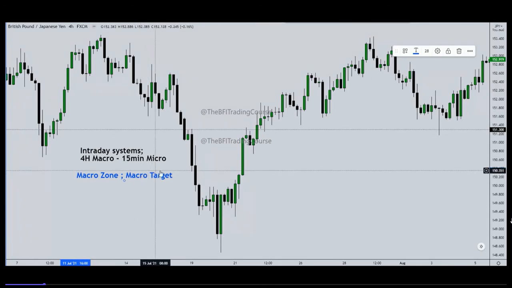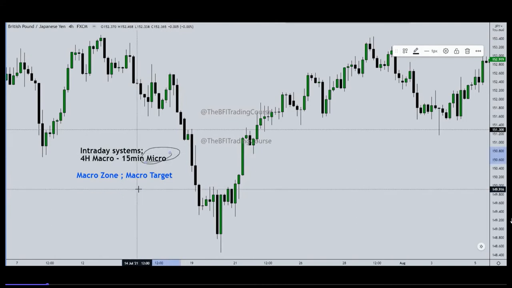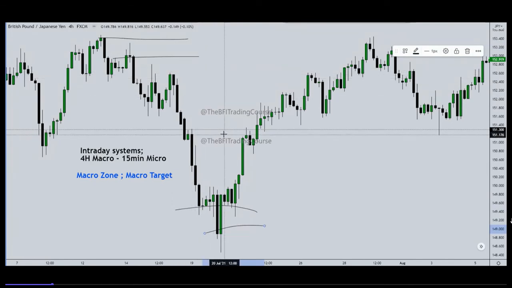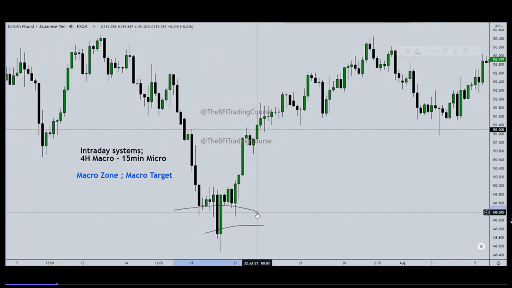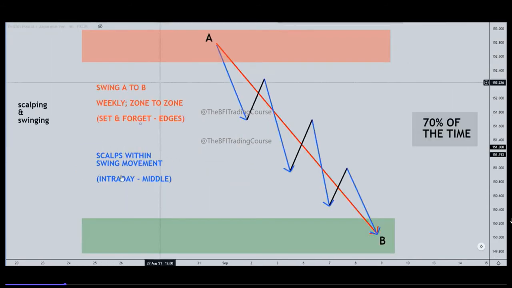Macro zone, macro target. It seems that some people are using micro targets. We never said that. Macro zone, macro targets. If you're going to use a 4 hour zone, use a 4 hour target. This is really important because some of you kill your winners and you let those losses ride and you hope and pray. Kind of the opposite. Okay, so we want to squeeze the probabilities here. 4 hour macro, 15-minute micro. Basically, a 15-minute entry can be considered a scalp.